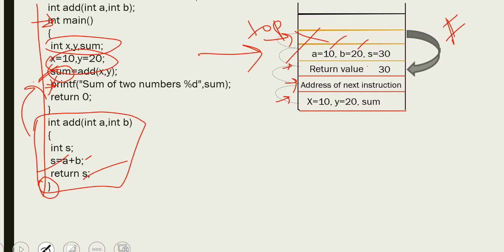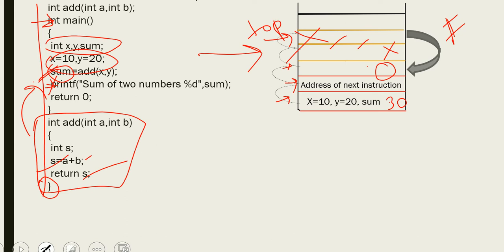Which is the next one? This will be the next one to be popped. And which is the next one? Here return value we have 30. So now here it will check if there is any assignment for the return value. If there is any assignment, yes, sum is there, so that will be placed in sum. 30 will be placed here in sum. See, if there is no assignment at this step, then the value 30 will be lost.